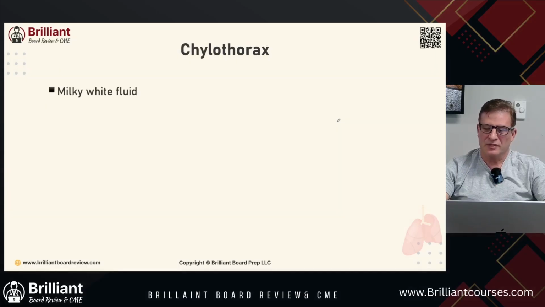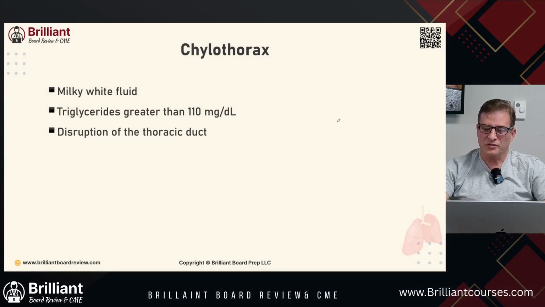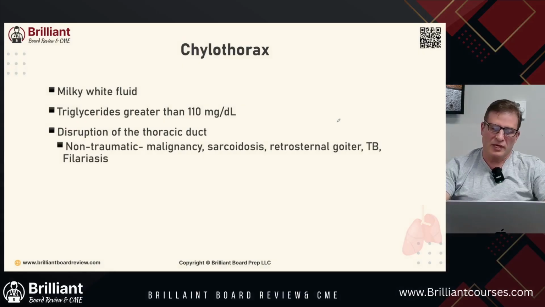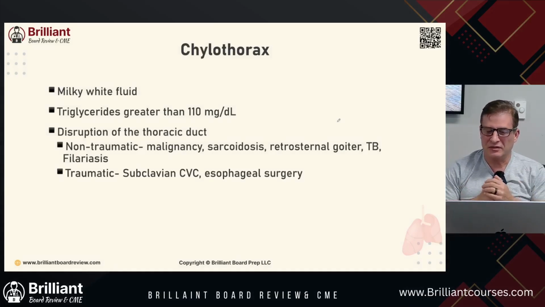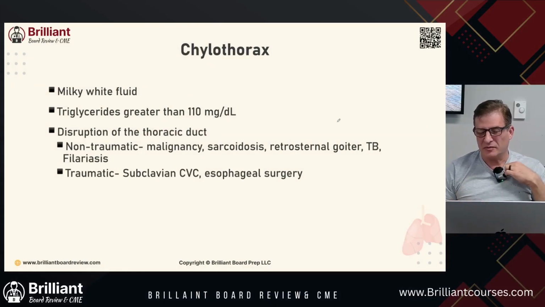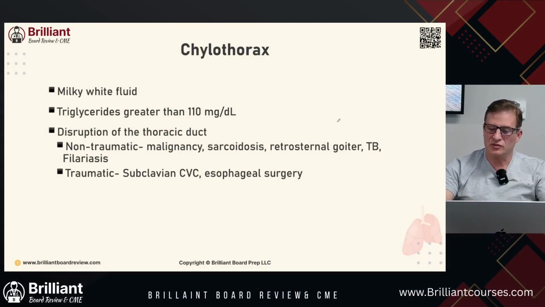Chylothorax is milky white fluid. When are you going to see this? When you have triglycerides greater than 110, or disruption of the thoracic duct, which can be through trauma or line placement. Non-traumatic is from malignancy, sarcoidosis, retrosternal goiter, TB, or fibrosis. Traumatic, putting in a subclavian CVC, and esophageal surgery. These can cause chylothorax.